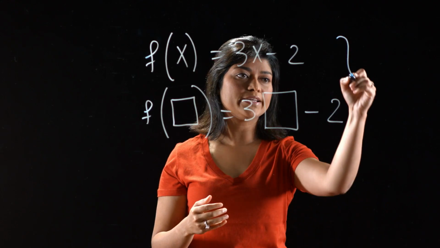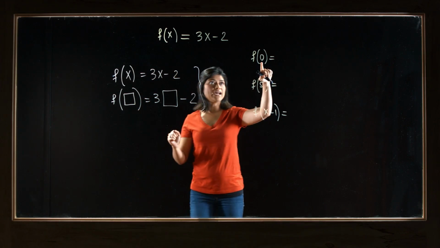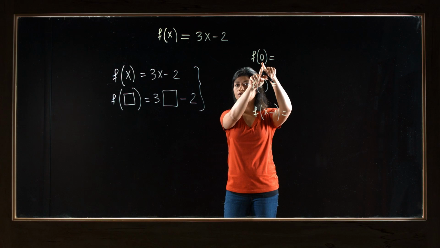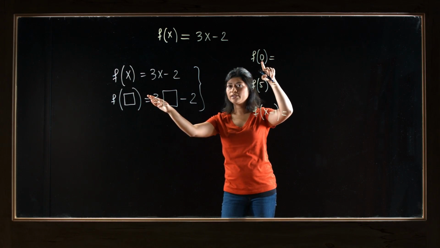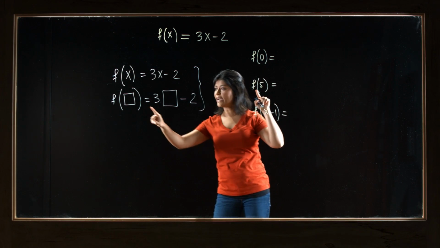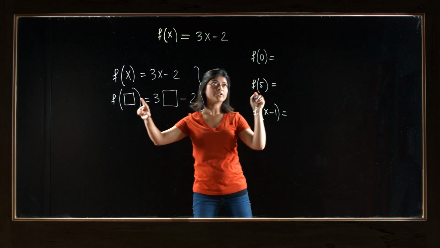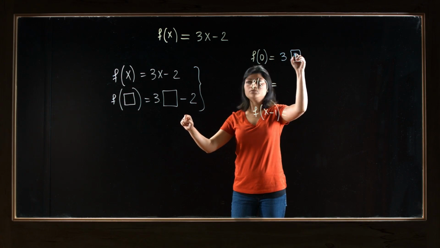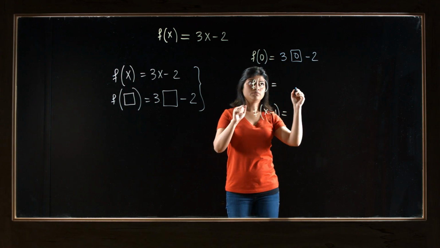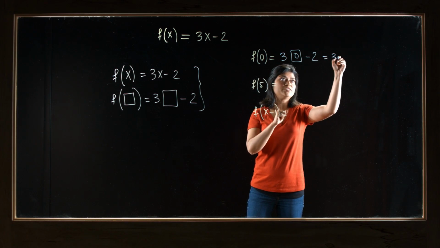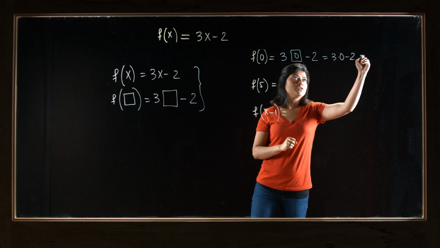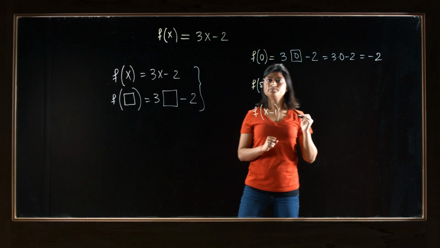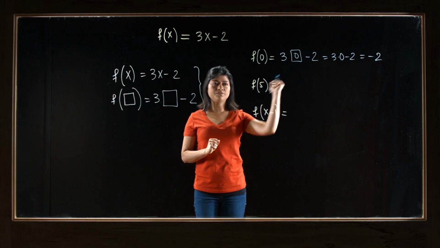So let's try that. Now the first problem, we have to plug in 0. So think of the same way, you put 0 inside this empty box. Okay, so the right hand side is 3 times, here you have a 0, minus 2. Well, that means this is 3 times 0 minus 2, and so this is negative 2. That's the value for f of 0.